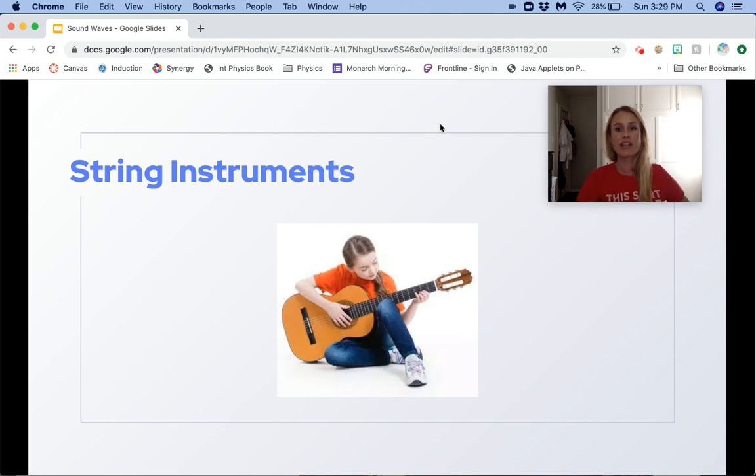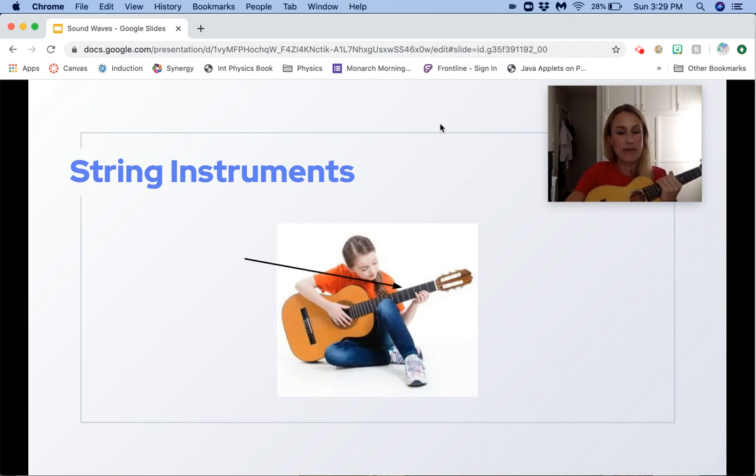All right, so now we're going to talk about some ways that sounds are made, so with different instruments. So with a string instrument, we can change the pitch of the sound that you hear three different ways, okay? And my mom actually let me borrow her ukulele, so I'm going to be trying to kind of demonstrate this for you guys as well, okay?